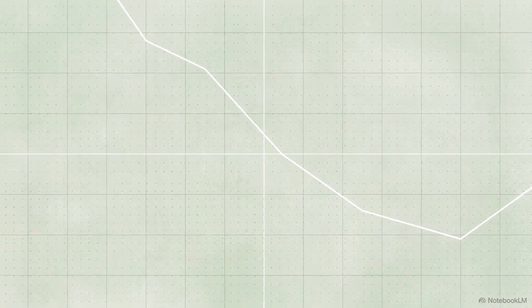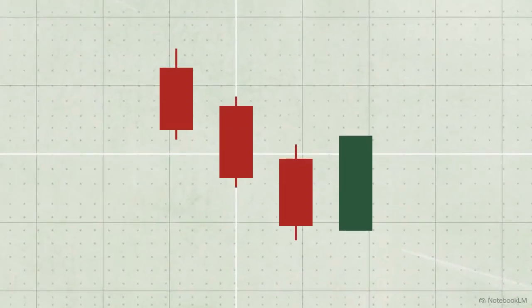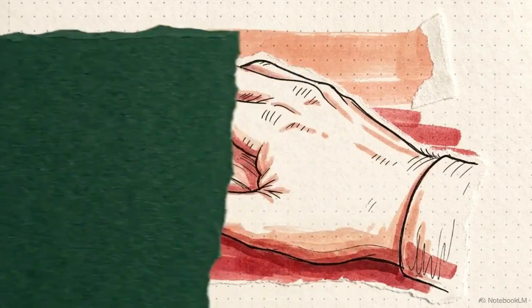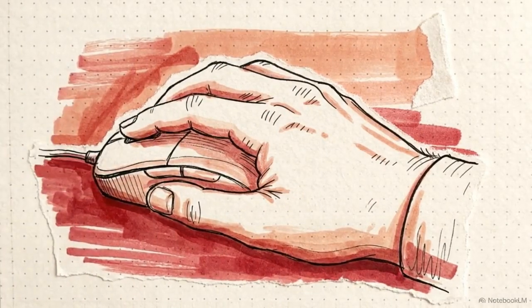When we zoom into the middle of this downward slope, we find the 3-line strike forming in its most common environment. In this environment, the giant green candle represents a temporary pullback, buyers stepping in against the dominant downward pressure.